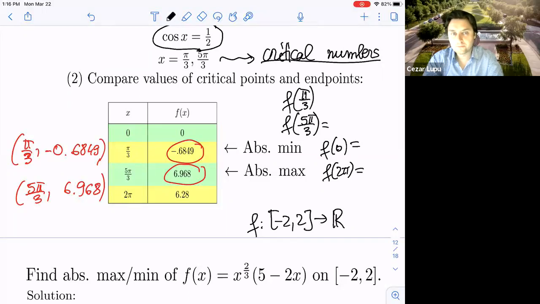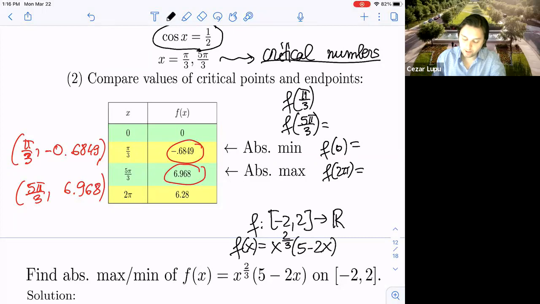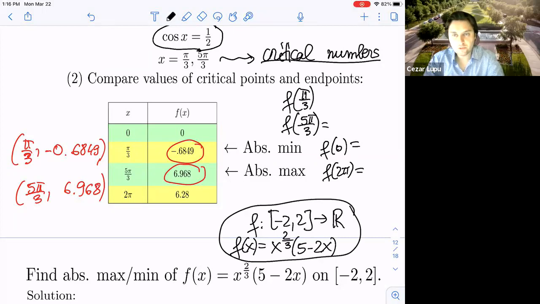So what would you do in this case? You look at the function, right? Again, let me write it here. f of x is x to the power 2/3 times 5 minus 2x, right? So this is my function. So what should we do here?